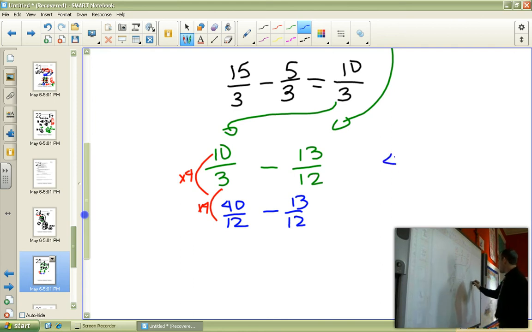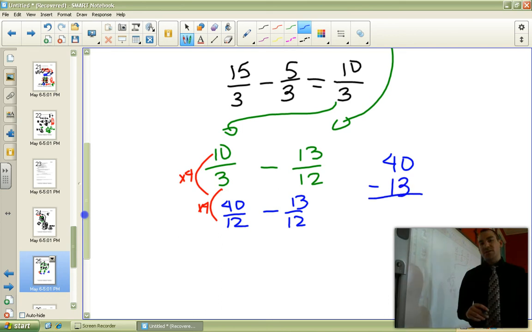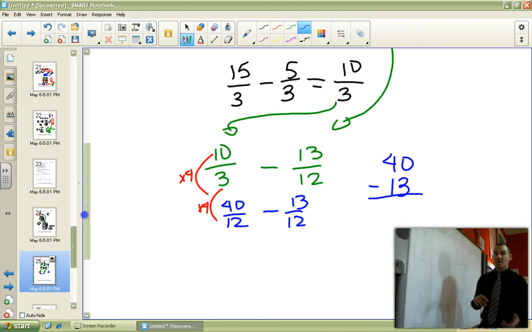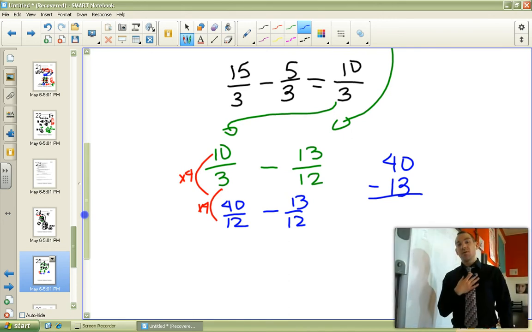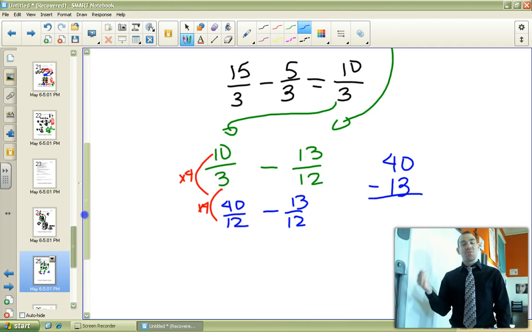So I'm going to write it out like it's 40 minus 13, because remember, when you're adding and subtracting with fractions, you're only doing the work with the numerator, okay? The denominator stays the same. You keep your denominator throughout the problem into your answer. I went real fast in the addition video, and I actually put a numerator for my denominator, so I didn't even follow my own advice.